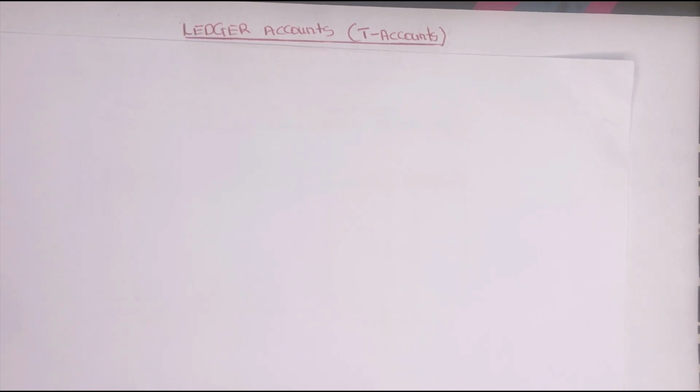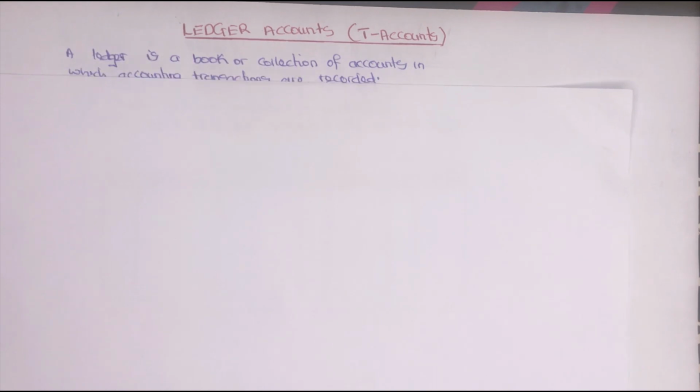In today's video, we are looking at ledger account or T account. So we have the ledgers and we have the ledger account. So let's look at the definition of a ledger. A ledger is a book or collection of accounts in which accounting transactions are recorded. So that is the definition of a ledger.